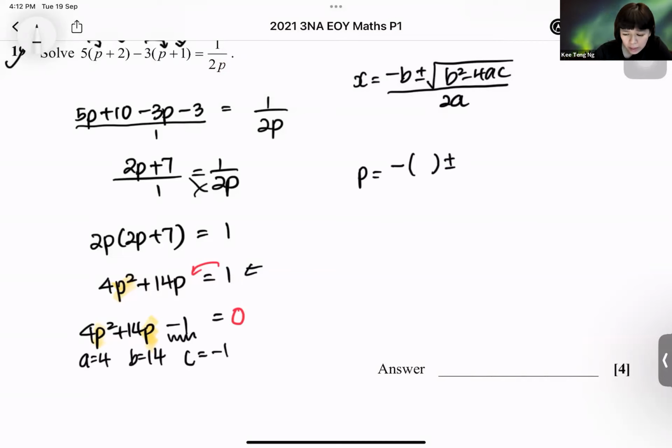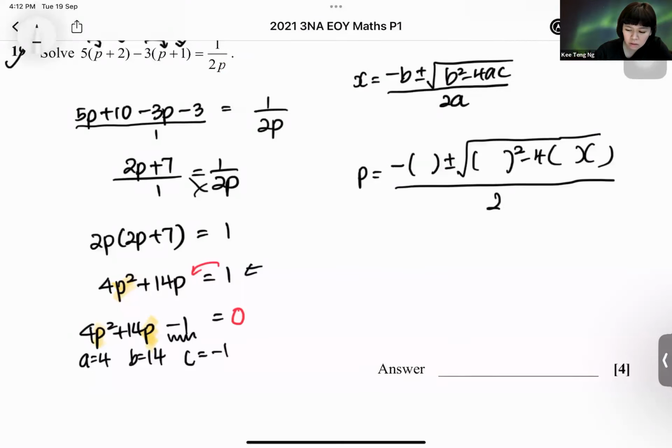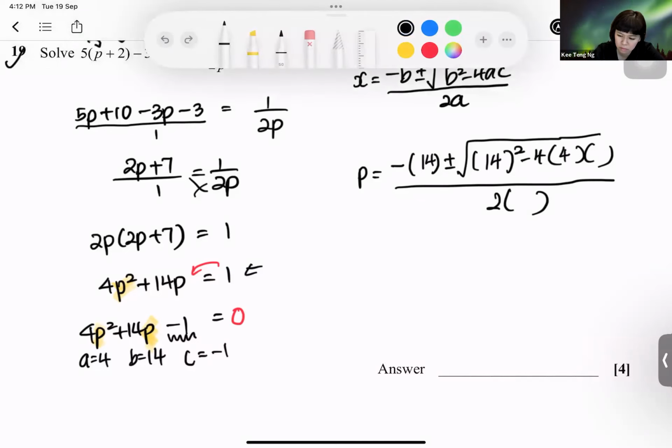Please put brackets. Don't just assume it's negative or whichever. Sometimes you make careless mistakes because of it. And you must show the working. You must show this working. 14, negative 1, over 2. Then you press your calculator, mode 3, 3, 5, 2, 2. A is 4, B is 14, C is negative 1.